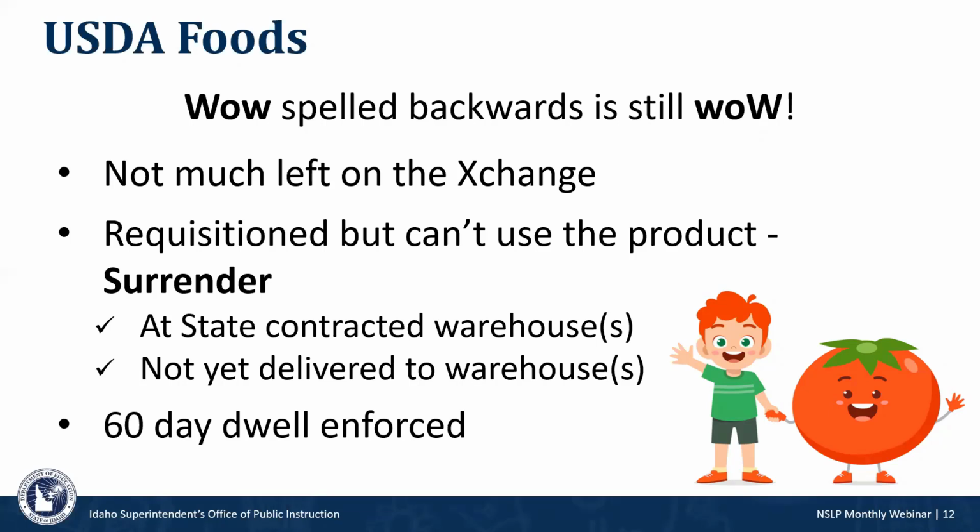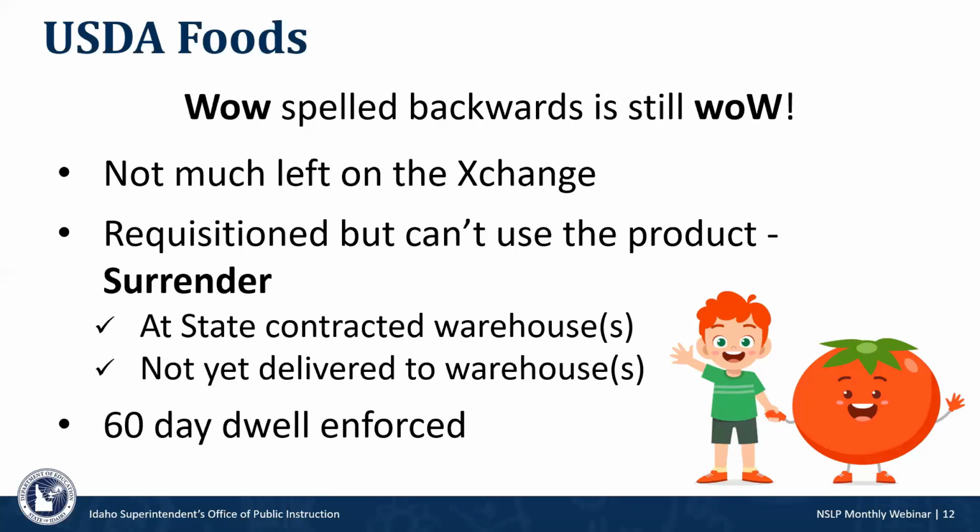If you have requisitioned product that you now anticipate not being able to use because maybe you had to change your meal models, please be proactive and make that product available on the surrender tab. And how you do that is by downloading the surrender template that you will find on the USDA Foods and Processing webpage and submit that template to the USDA Foods team email. Then we will get product posted.